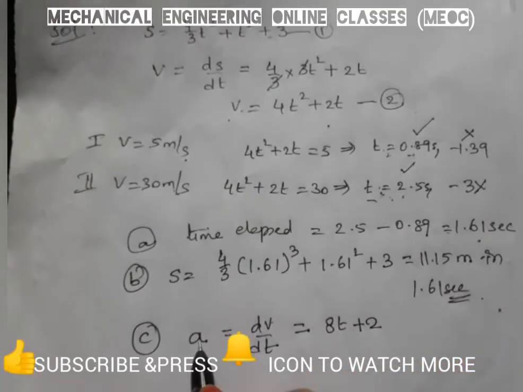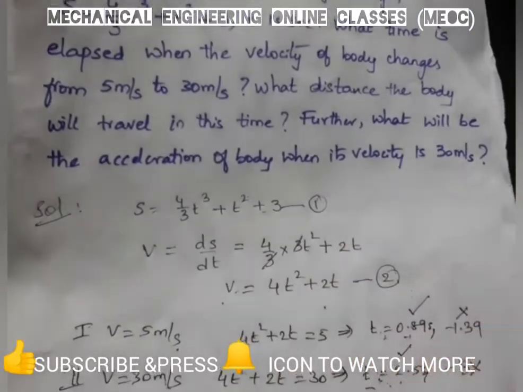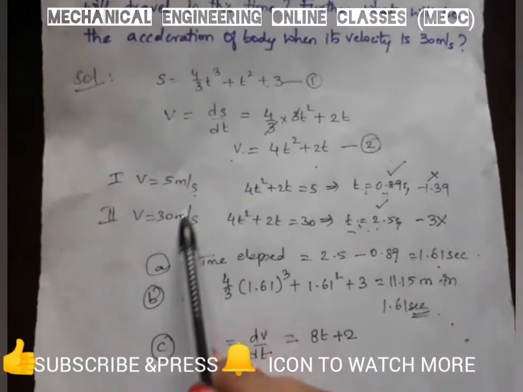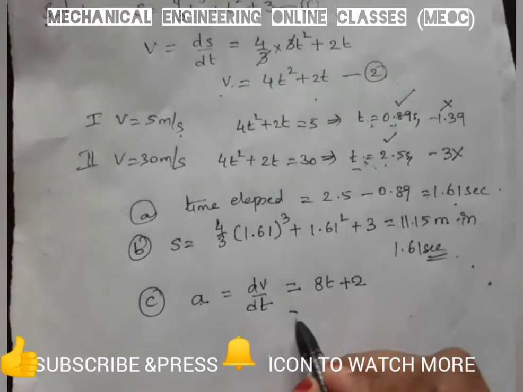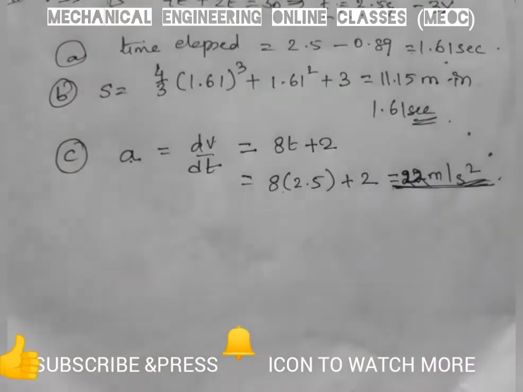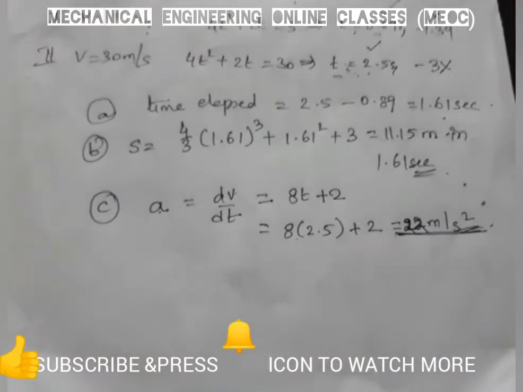Now acceleration when its velocity is 30 meter per second. So when velocity is 30 meter per second, this is case 2, t is 2.5. So substitute 2.5 in this, and the acceleration is equal to 22 meter per second square. So these are the answers for the given questions.